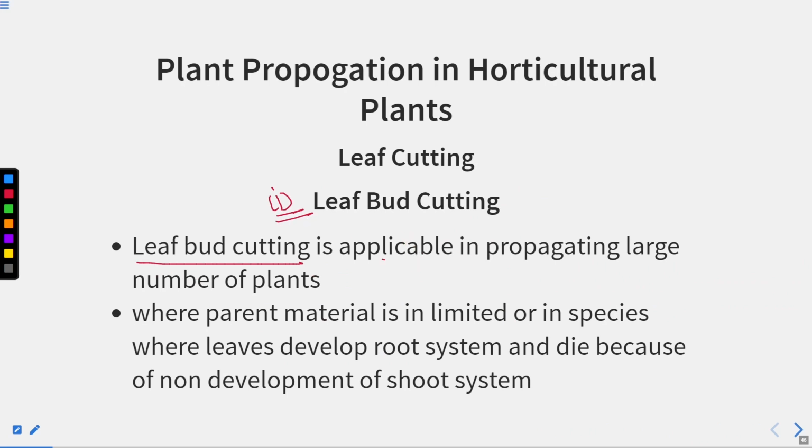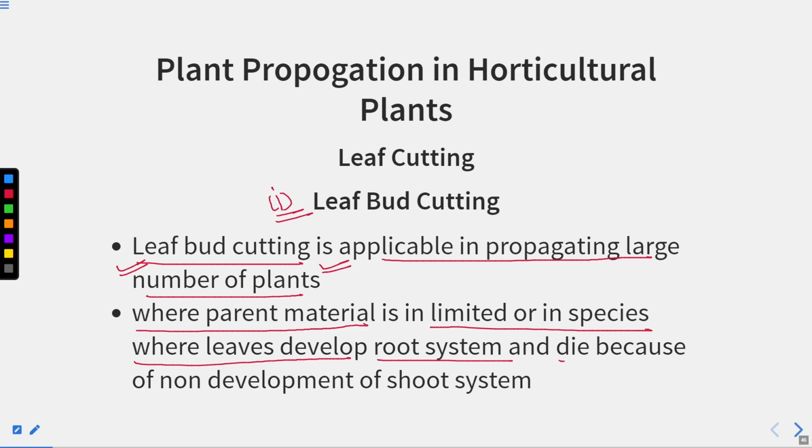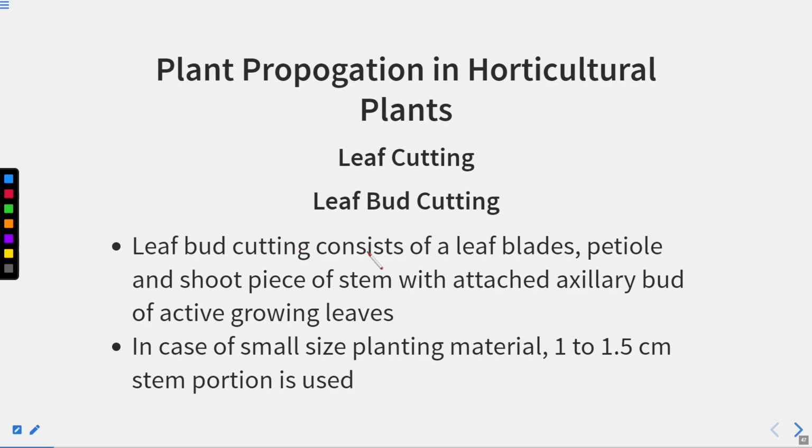Leaf bud cutting is applicable for propagating a large number of plants. Like stem cutting, leaf bud cutting is also used to propagate a large number of plants where the parent material is limited, or in species where leaves develop a root system and die because of non-development of the shoot system. Leaf bud cutting consists of a leaf blade, petiole, and a shoot piece of the stem with the attached axillary bud of an actively growing leaf.